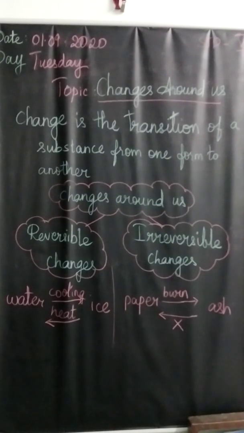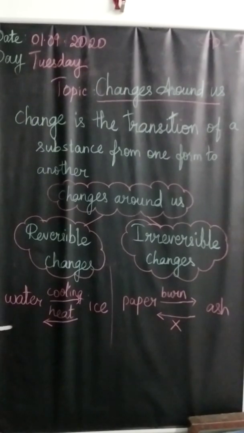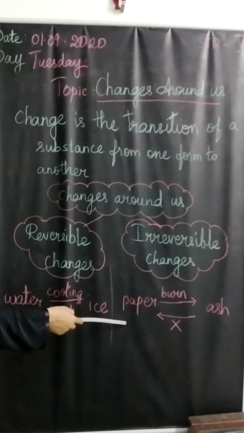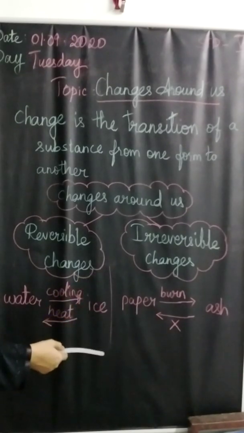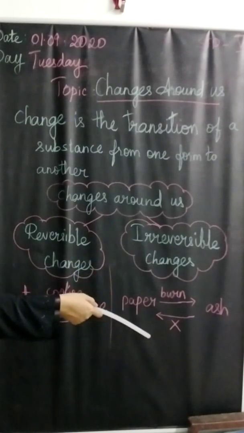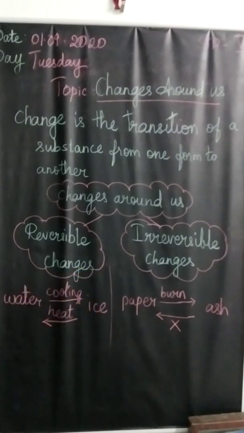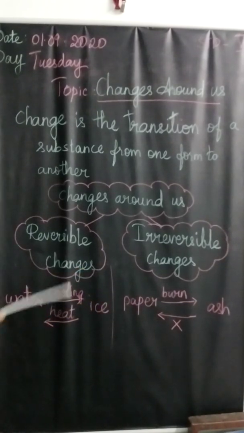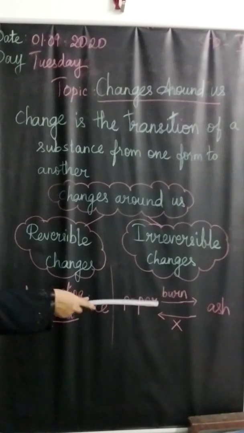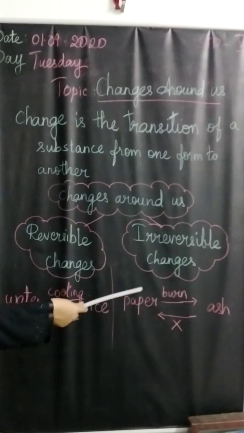Another difference is the chemical properties of the water. They do not change at all even if it becomes ice. But here the chemical properties of paper change into ash, which will not change back again. Most of the physical changes are reversible, but all the chemical changes are irreversible.